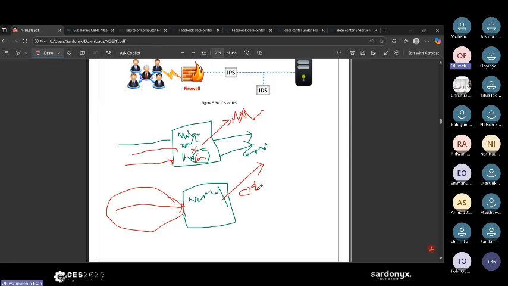So they work just like 0 and 1. That means they only know what normal traffic is. Anything that is not normal is 0. That means it's abnormal traffic. That is abnormality detection. Anomaly detection.